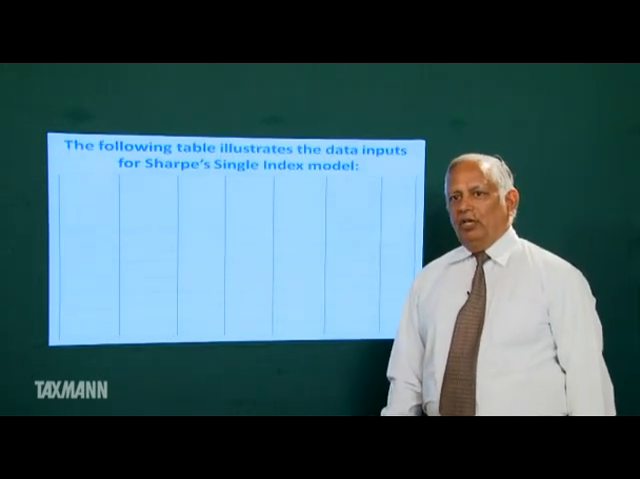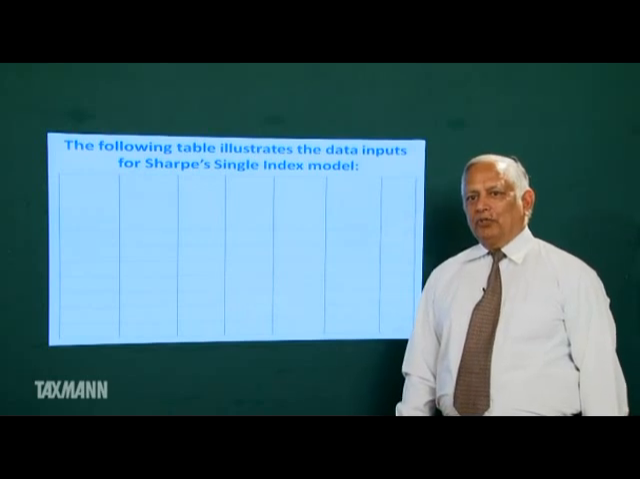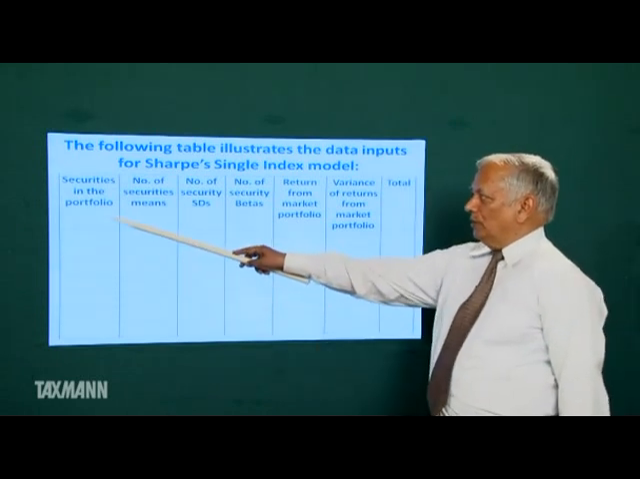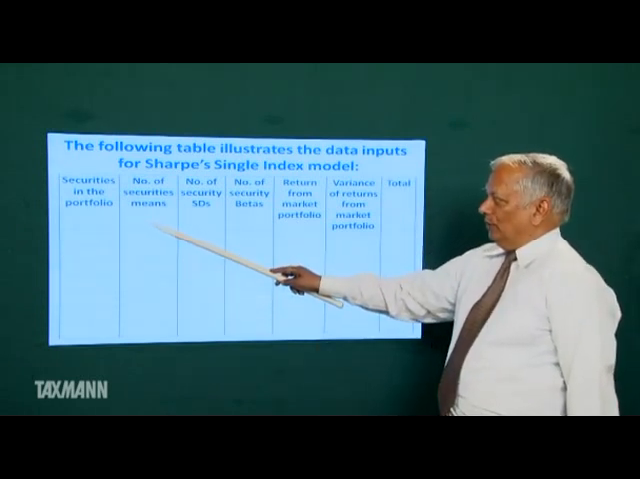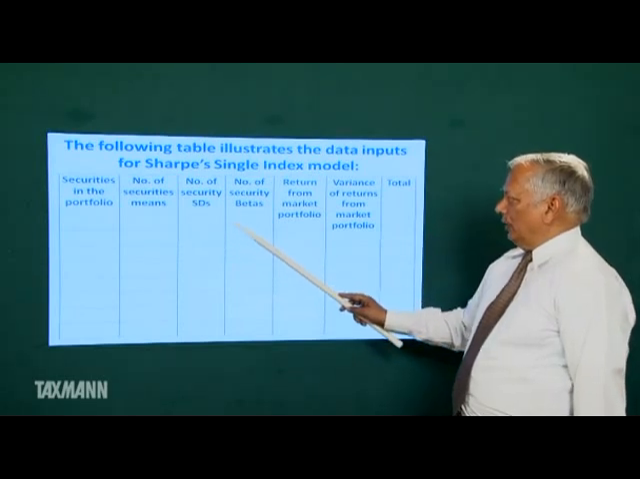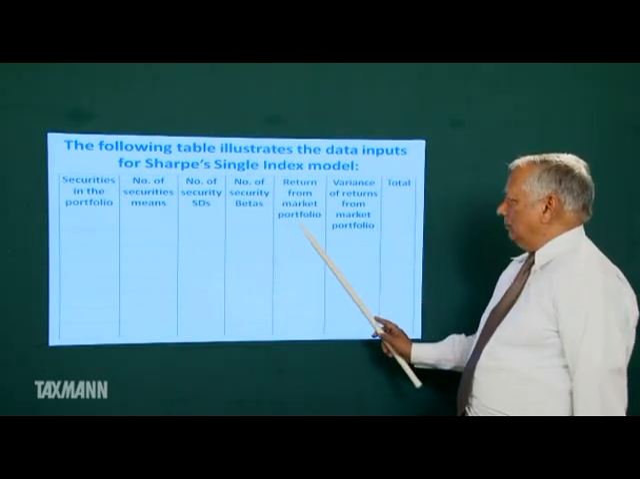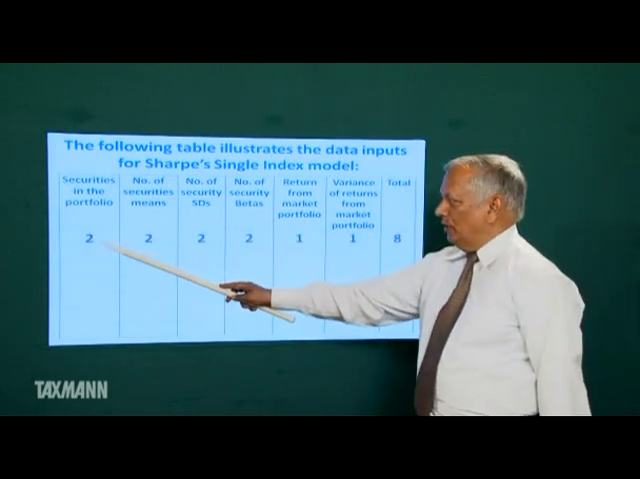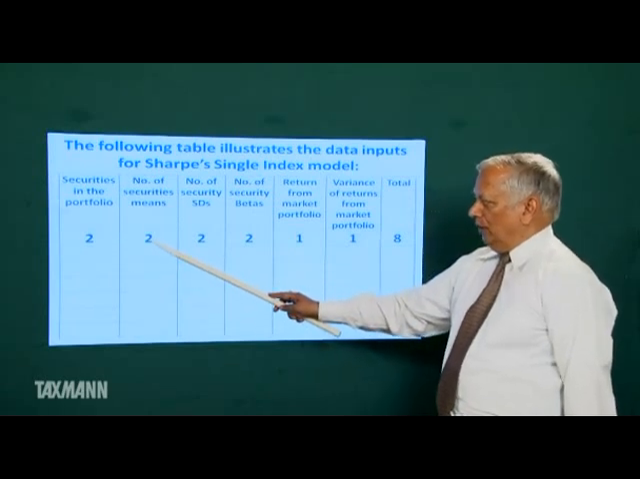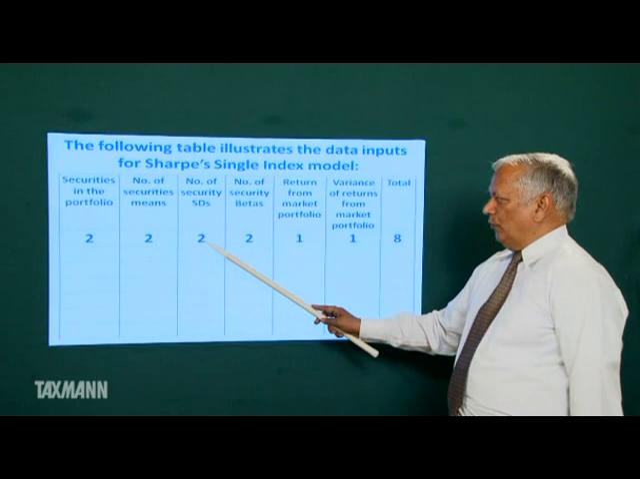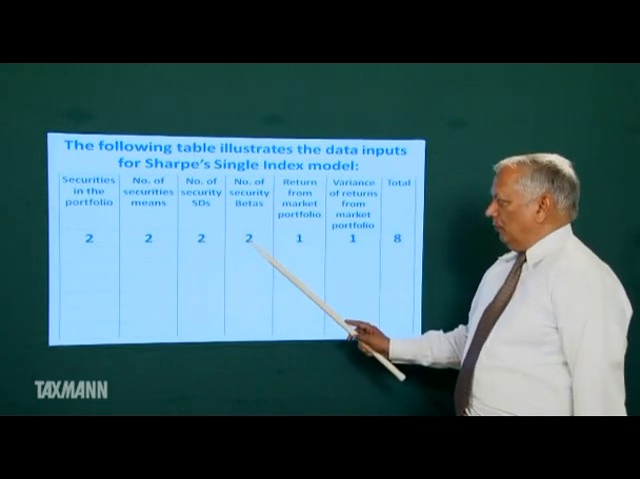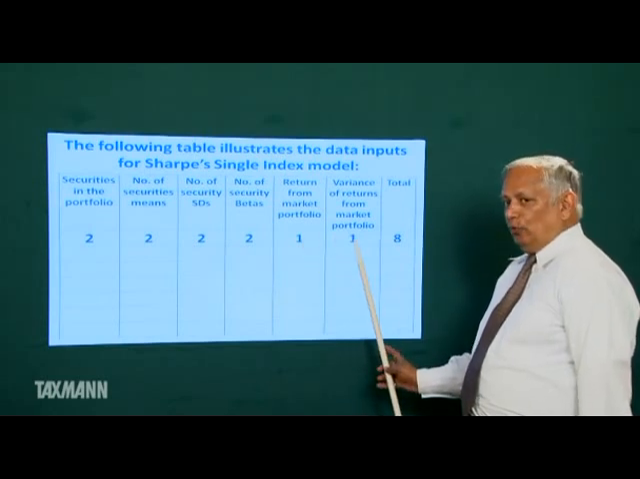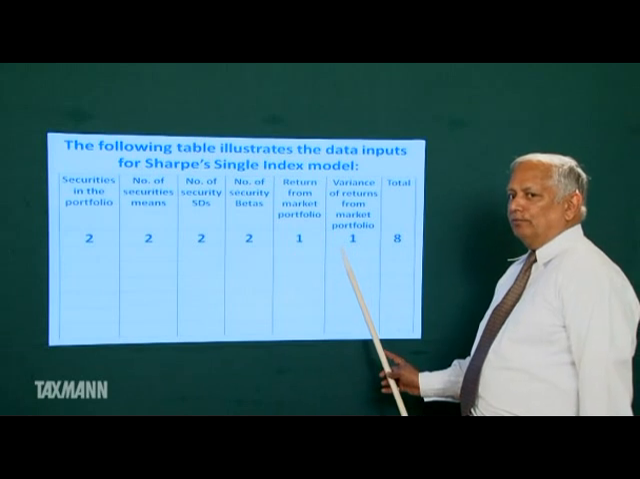The following table illustrates the data inputs of Sharpe's single index model. Number of securities in the portfolio, security mean, security standard deviation, security beta, RM, market variance. Suppose there are two securities A and B. We require mean of A, mean of B. We require standard deviation of A, standard deviation of B. We require beta of A, beta of B. We require return from market portfolio. We require variance of return from market portfolio.